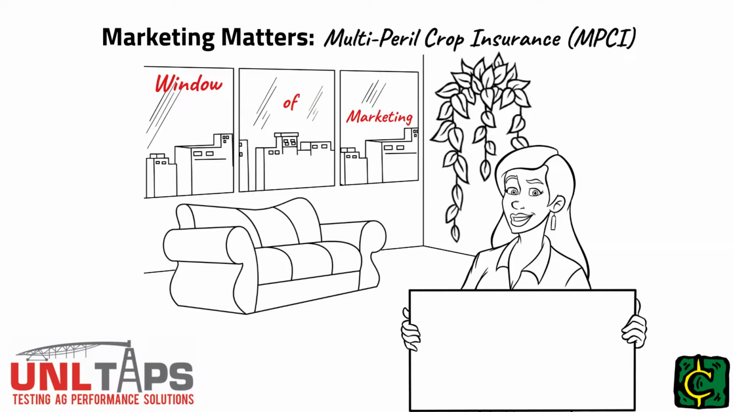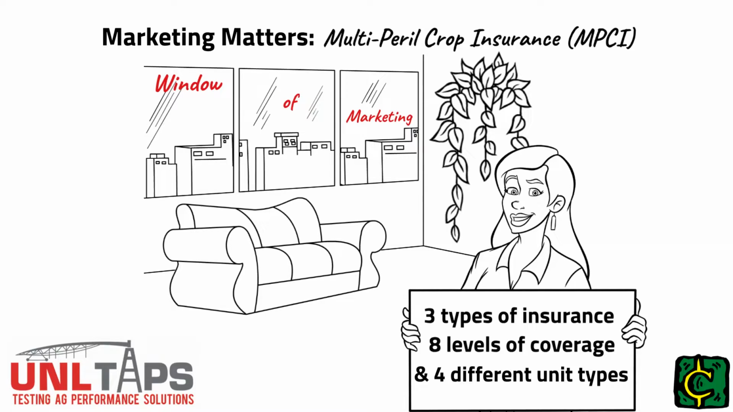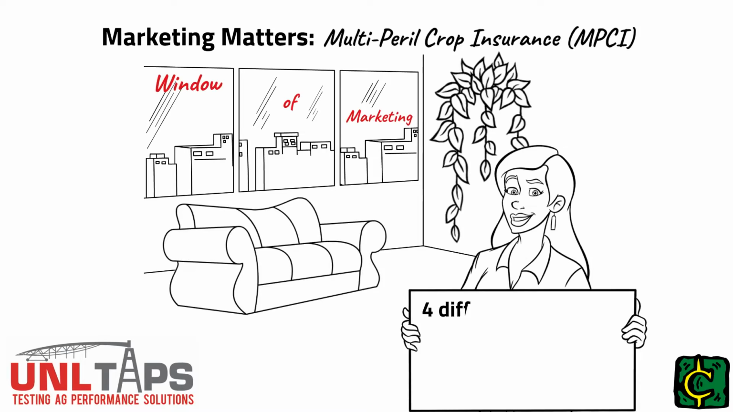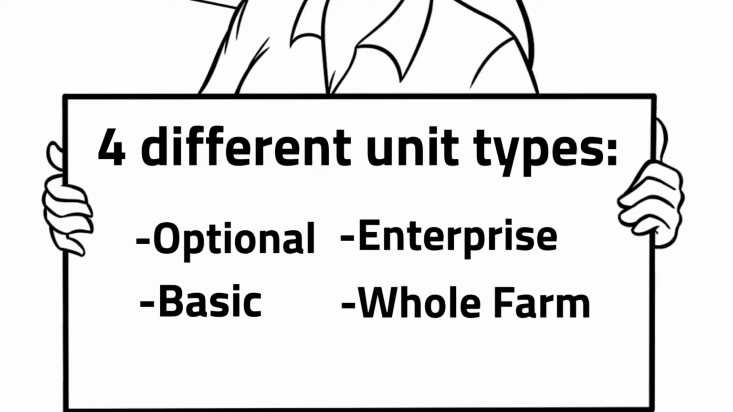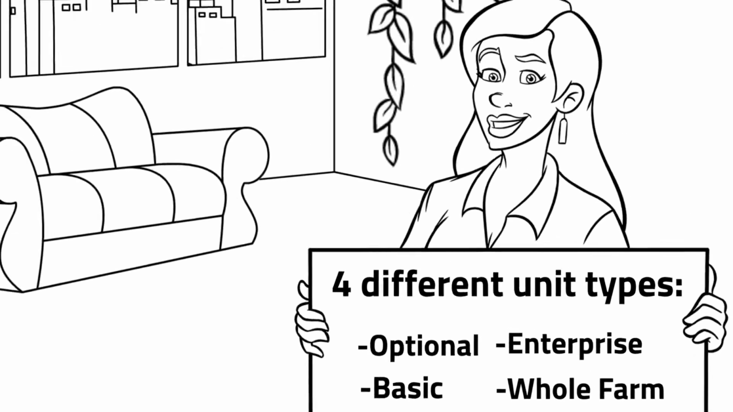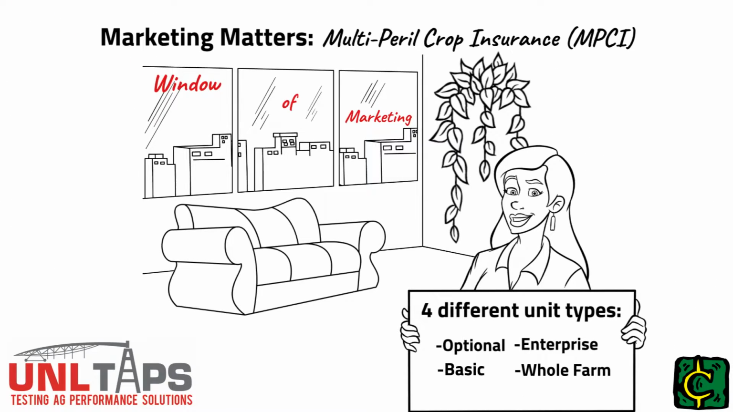The Federal Crop Insurance Corporation, or FCIC, offers 3 types and 8 levels of taxpayer-subsidized multi-peril crop insurance products sold in 4 different unit types. The unit types are designed to define the nature of the farm area being insured. There are 4 types of insurable units: optional, basic, enterprise, and whole farm. Each of these units have differences in costs per acre and are likely to create variations in indemnities.